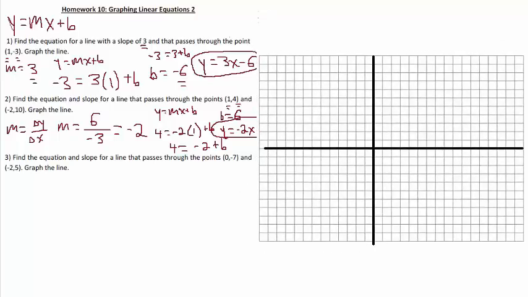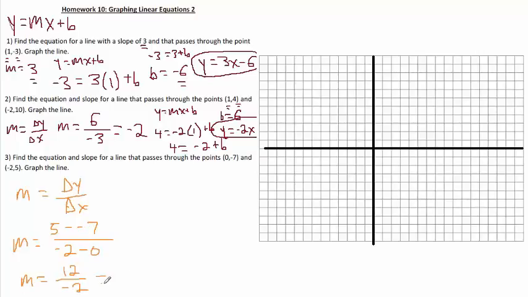Okay, and number 3 is really the same idea as number 2. Let's try it in a new color to be a little less confusing. We've got 2 lines, and once again, we have to figure out the m first. We have to figure out the slope first, which is the change in y divided by the change in x. So the slope, again, let's use this first. I'll draw it out this time. 5 minus negative 7 divided by negative 2 minus 0. And that means that 5 minus negative 7 is 5 plus 7, which is 12, divided by negative 2 equals negative 6. So the slope is negative 6.